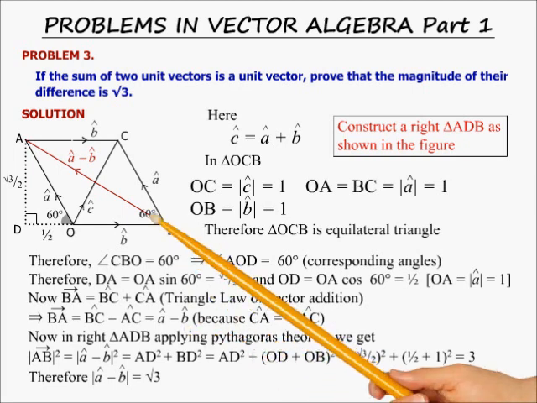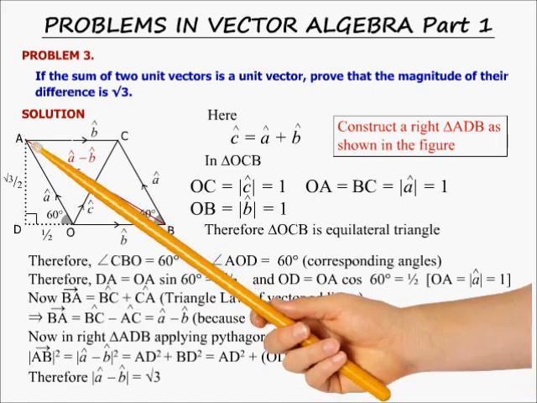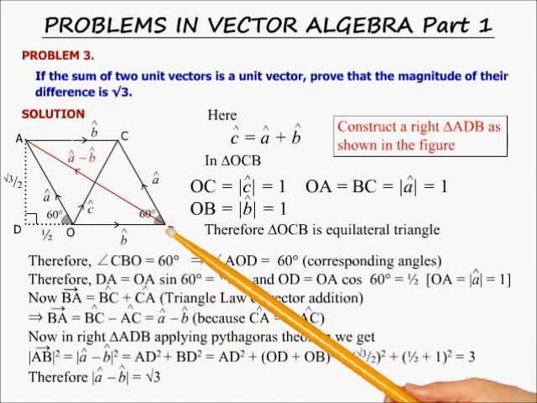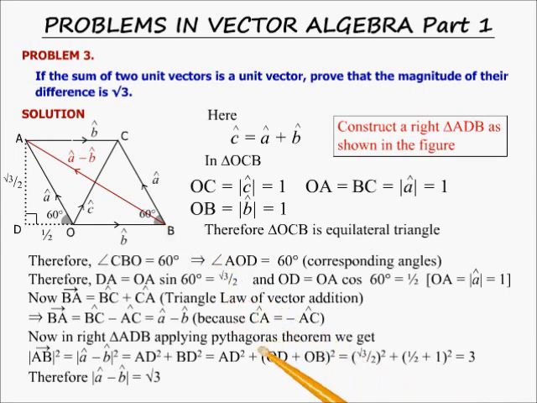To find the magnitude of this vector, we focus on the right angled triangle ADB and apply Pythagoras theorem. Therefore, AB square equals AD square plus BD square, which is equal to AD square plus (OD plus OB) square, which is equal to (root 3 by 2) whole square plus (half plus 1) whole square, which is equal to 3. Or magnitude of AB, that is magnitude of A minus B, is equal to root 3. Thus it is proved that the magnitude of the difference of the vectors is root 3.